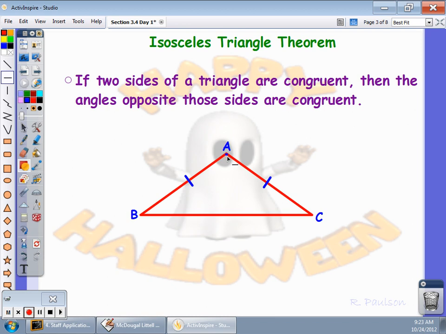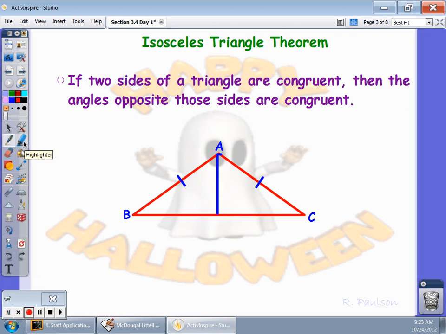So if we bisect angle A, where the bisector intersects BC, we're going to call that point D. What we know is that a bisector will cut the angle into two congruent parts. So now we know that angle BAD is congruent to angle CAD.